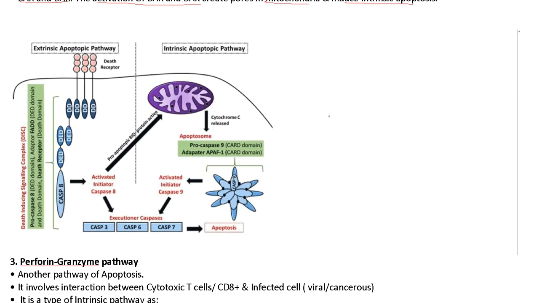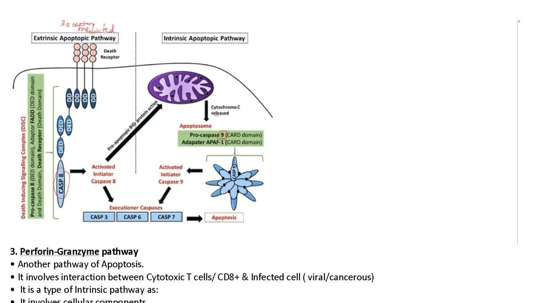So you can see here the difference between intrinsic and extrinsic apoptosis. Extrinsic is receptor mediated. Intrinsic is intracellular, where cytochrome C is released. So in extrinsic, caspase 8 is activated, and in intrinsic, caspase 9 is activated first.